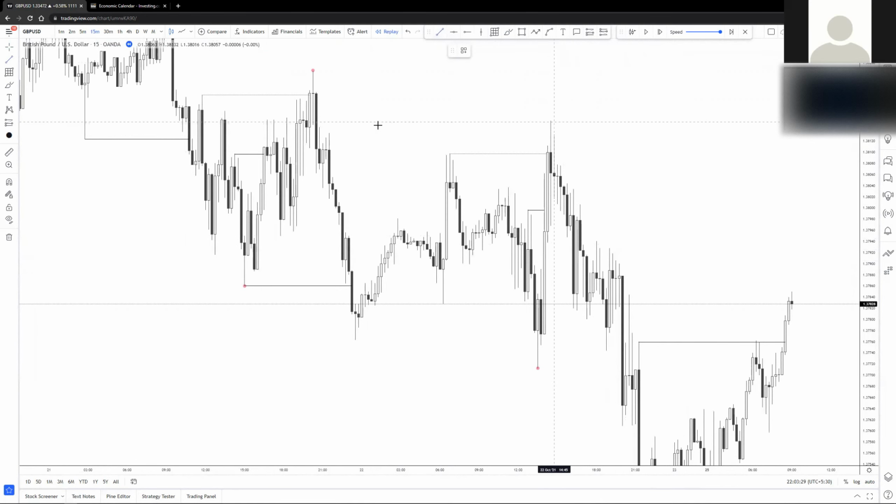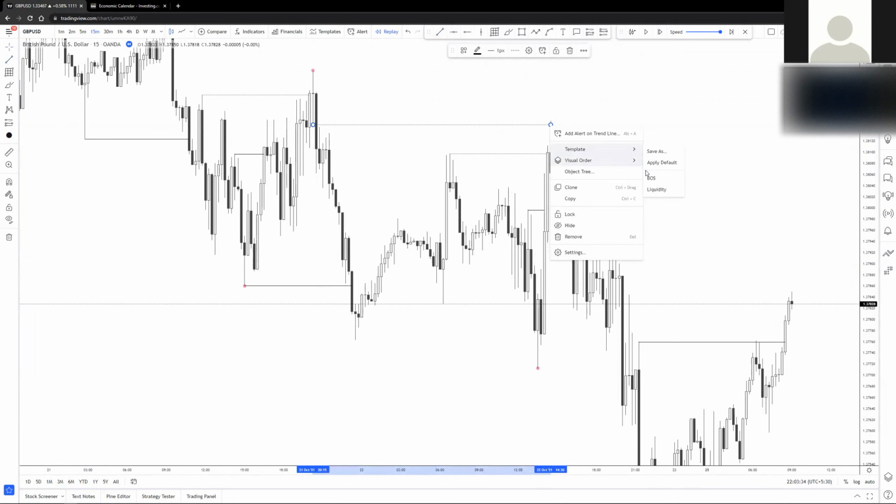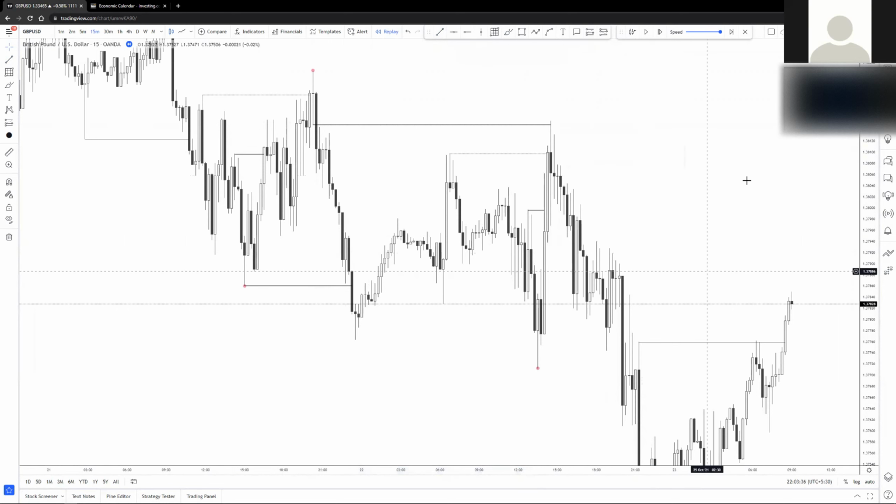Where did this come into? Look at that imbalance, tiny little imbalance. Right into that, and then it drops.